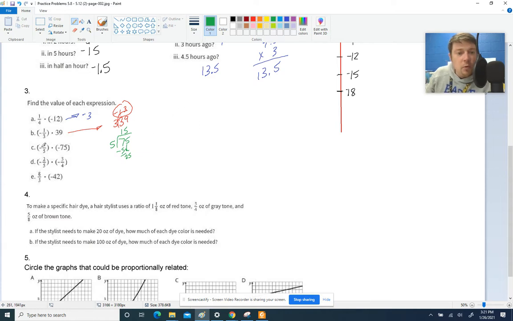But we're going to keep 4 of those. So technically we're going to have 4 of those 15s, which is 60. So 4/5 of 75 is 60, and a negative times a negative is a positive. So that one's positive 60.